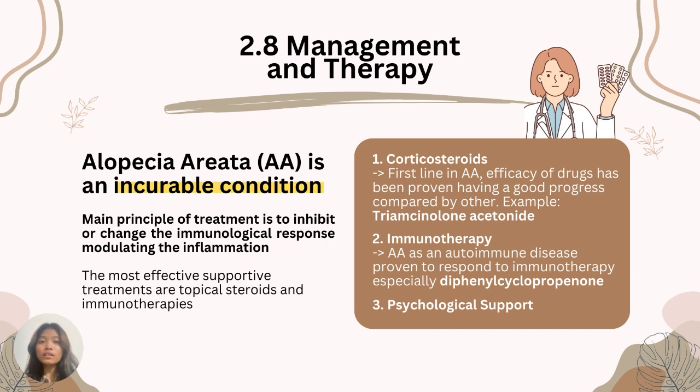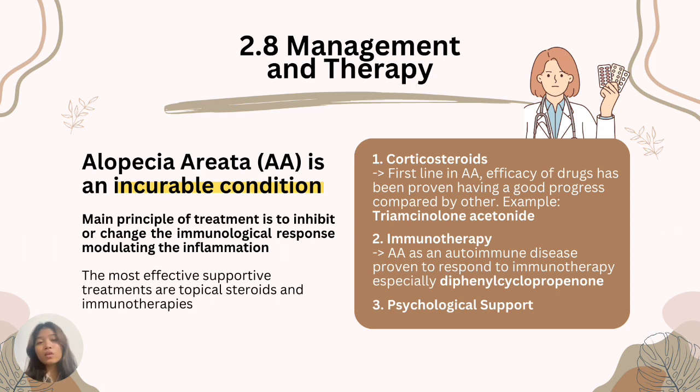The second one is immunotherapy. There are immunosuppressants for acute and rapidly developing alopecia areata and immunomodulators for chronic alopecia areata. Alopecia areata, as an autoimmune disease, is proven to respond to immunotherapy, especially with diphencyprone, which, used together with corticosteroid, is a better option.